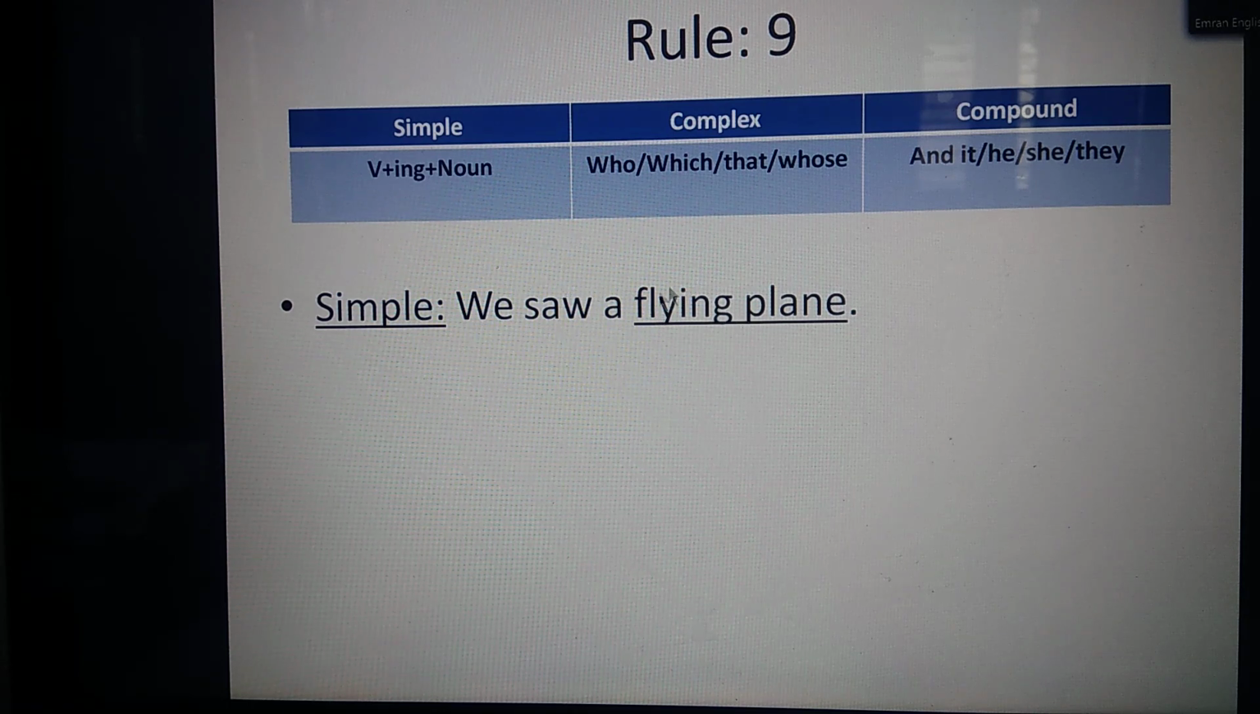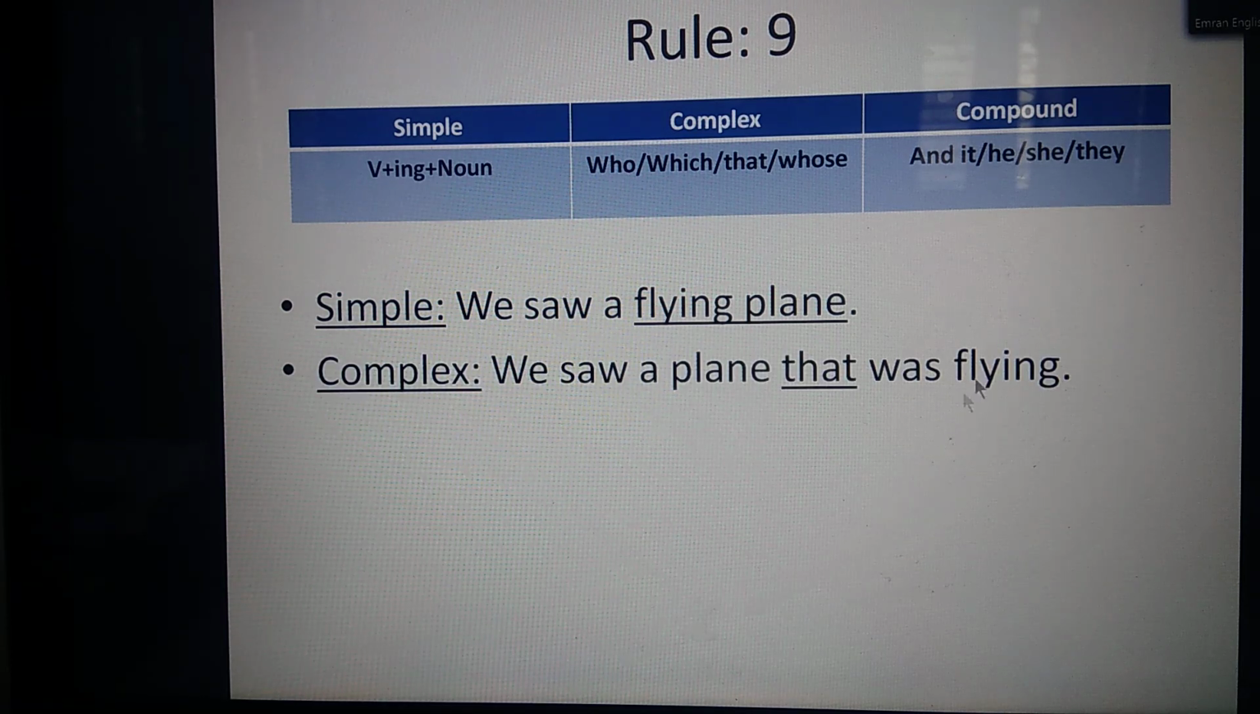If you make this adjective predicative with conjunction who, which, that, I would like to say who is used for people, which and that is used for objects or anything else, excluding people. So make this present participle adjective a predicative one using which or that, as plane is an object, not something living. So we saw a plane which or that, the tense is past, so was, which or that was flying. So this is the complex one. We saw a plane that was flying.